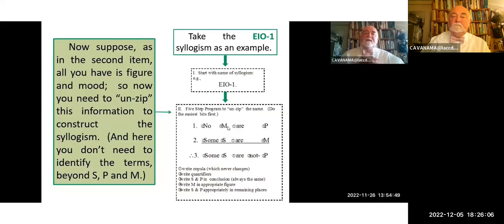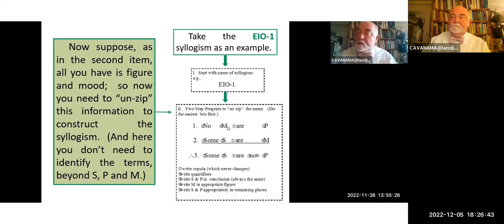Now, suppose as in the second item, all you have is figure and mood. So now you need to unzip this information to construct. And here you don't need to identify the terms beyond S, P, and M, but you need to know where they go. So if I were to say to you, instead of here's a syllogism already constructed, give me the figure and mood. Suppose I give you the figure and mood and say, you construct the syllogism. So take EIO1, okay, the name.